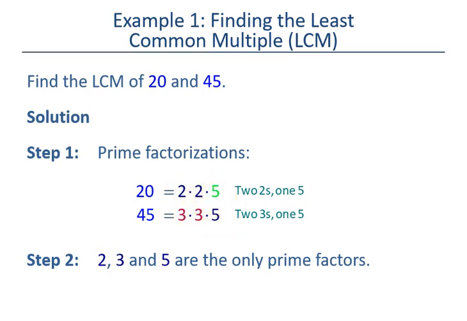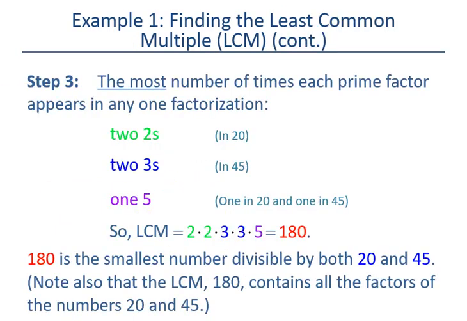Okay, so continuing on. We know how to prime factorize, then we just list out what we got here. The most number of times each prime factor appears in any one factorization: 2 2's in the 20, 2 3's in 45, and 1 5 in all of them. So the LCM is going to be 2 times 2, 3 times 3, and 5. Okay, so 180 is the smallest number divisible by both 20 and 45. Note also that the LCM 180 contains all the factors of the numbers 20 and 45.